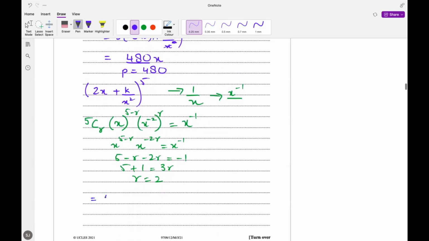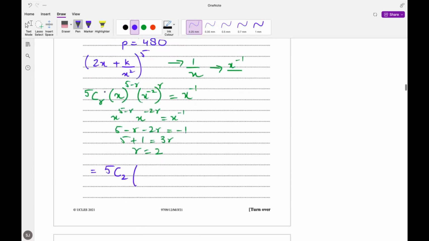So now using 5C2, we will get 5C2 into 2x to the power 5 minus 2, so this will become 2x whole cubed, and this will become (k/x²) to the power 2. 5C2 is 10, and 2 cubed is 8. So this will be 8x cubed into k squared upon x to the power 4. Now we can see that x cubed and x to the power 4 will cancel out to give 1 upon x, and the coefficient of 1 upon x will be 80k squared.